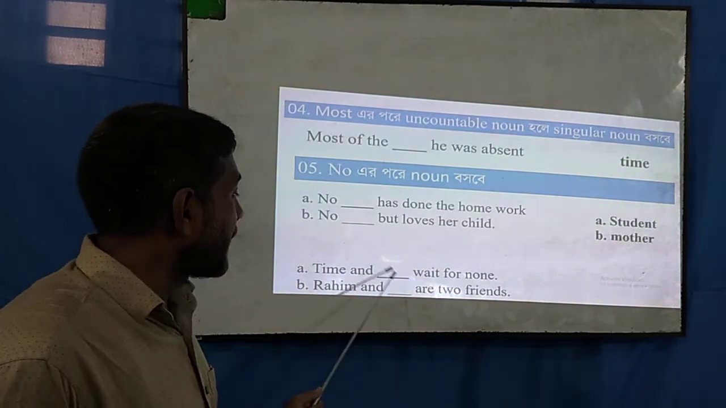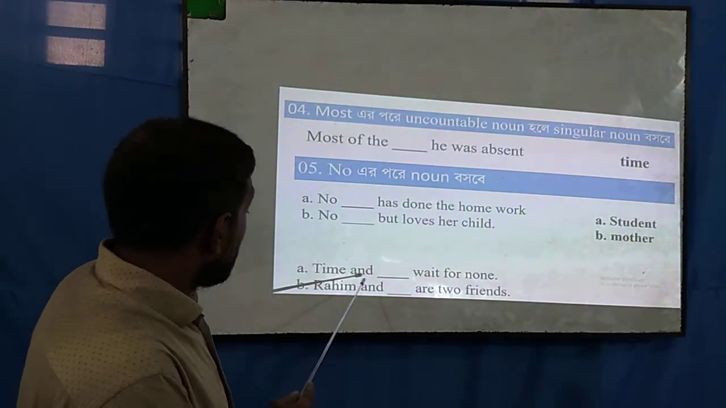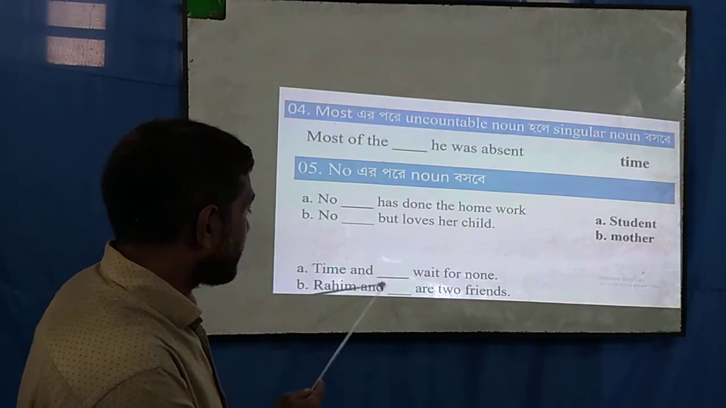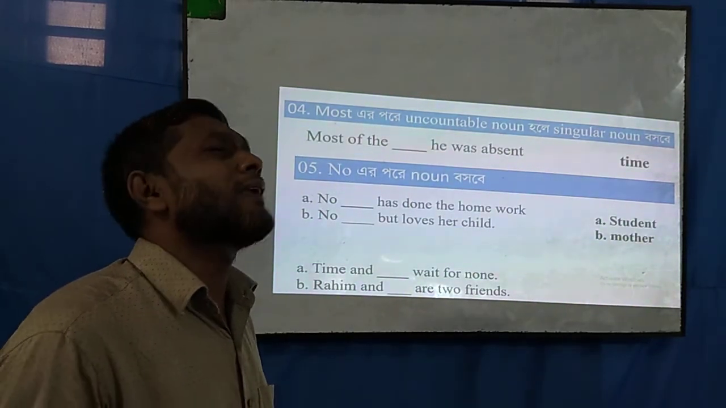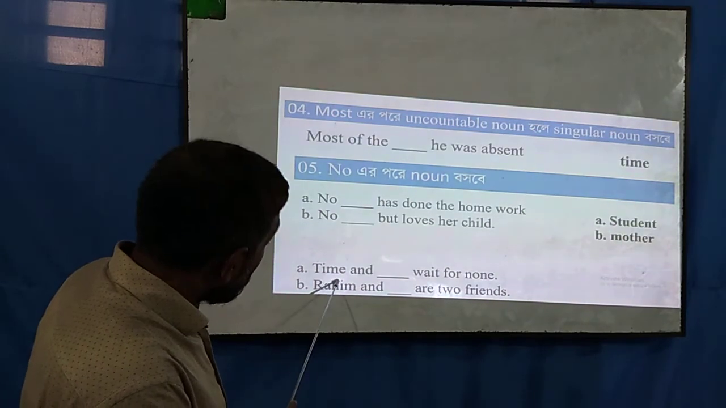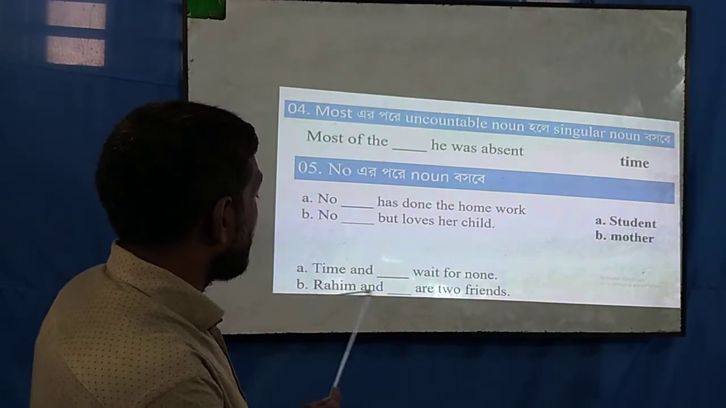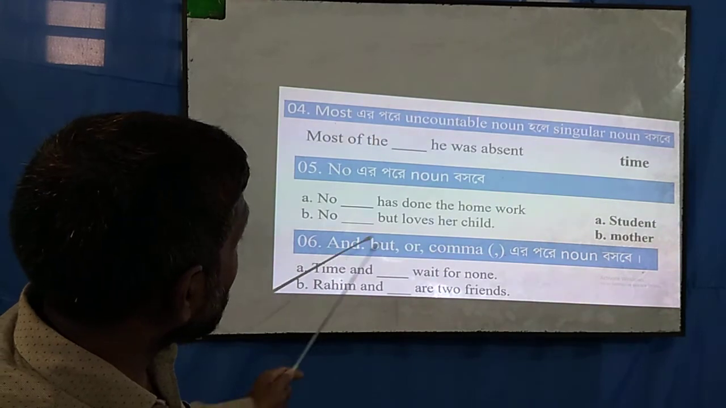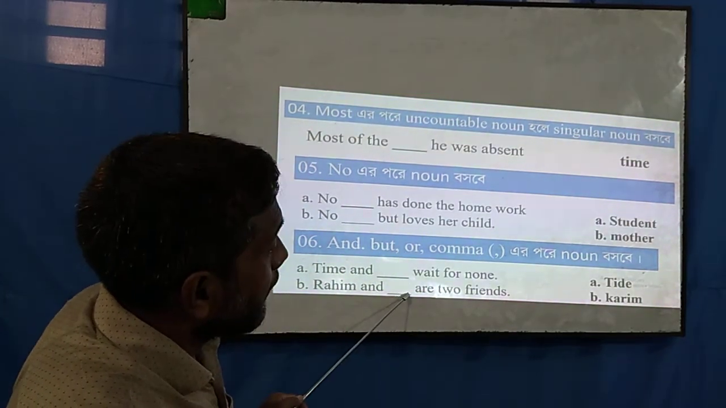Another one: time and dash wait for none. Rohim and dash are two friends. So what are the references here? Time and Rohim both are nouns, but they are joined with the coordinating conjunction and. As a student I know and can join only the same types of two nouns or two verbs or two adjectives, that means any same kinds of two things. Before and, time is a noun, and after and, Rohim is a noun, so I can easily understand that in the gaps again a noun should be used, because and can join only the same types of words. So if I see the answer, and, but or comma এর পরে noun বসে, we know it. So time and tide, Rohim and Korim, etc.